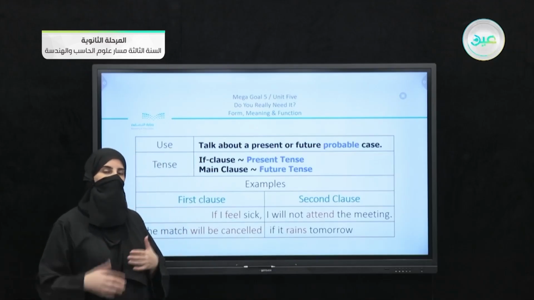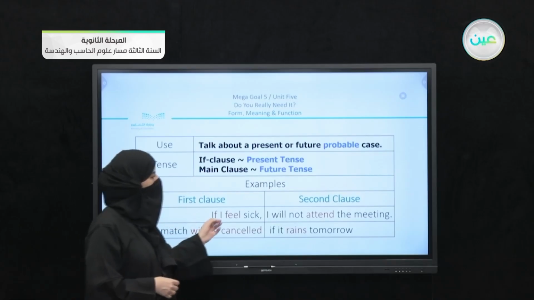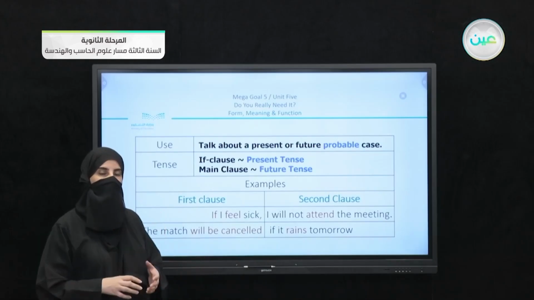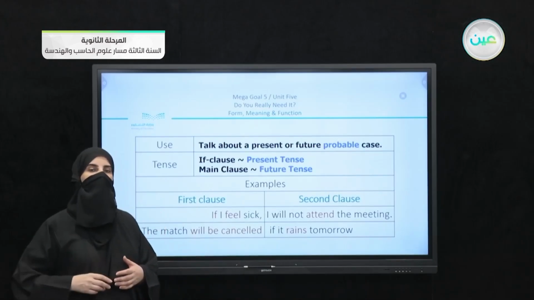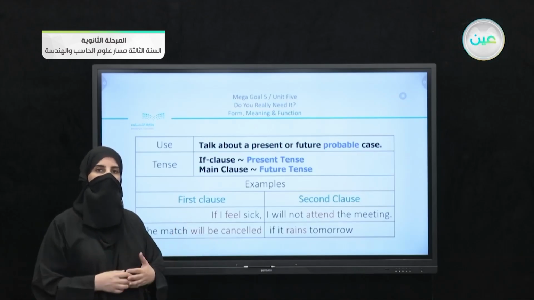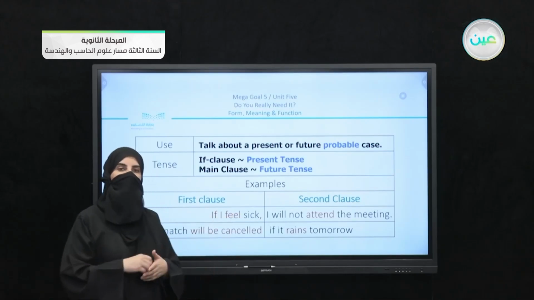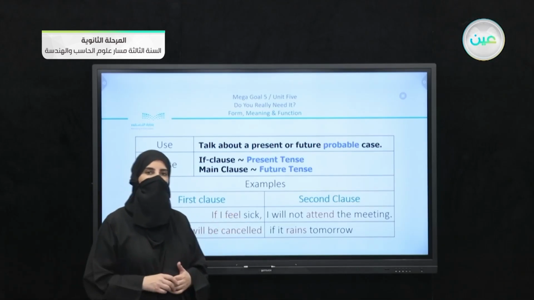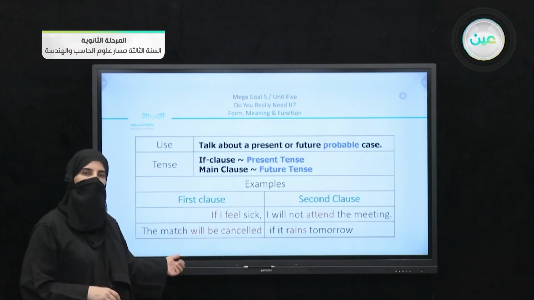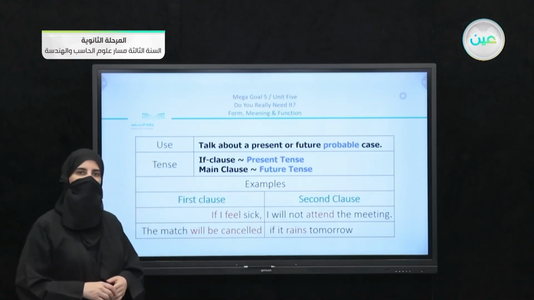And the other example is the same as well. We have here, the match will be canceled if it rains tomorrow. So we just rearrange the sentence. We have here if in the middle of the sentence. And I remind you that the comma is the same idea as we have with the adverb clauses. If if is at the beginning of the sentence, you do have your comma, but if it is in the middle, you do not need the comma. So we can see that we have here the match will be canceled. This is the main clause. And we have here if it rains, simple present in the if clause.